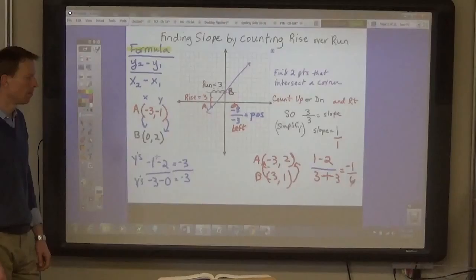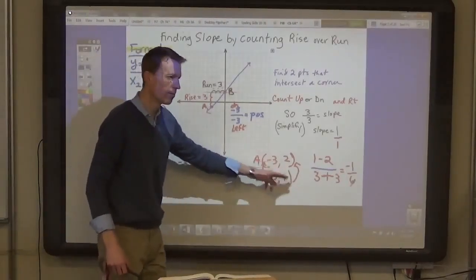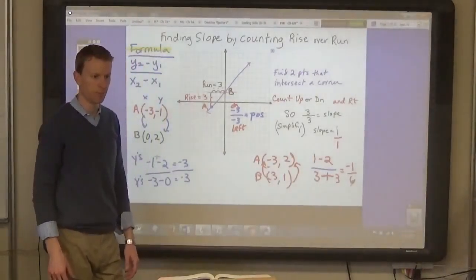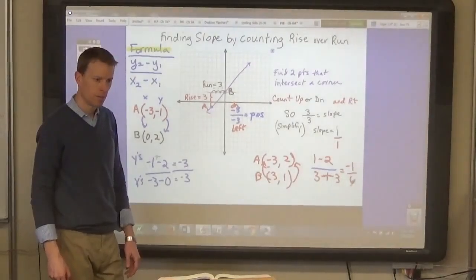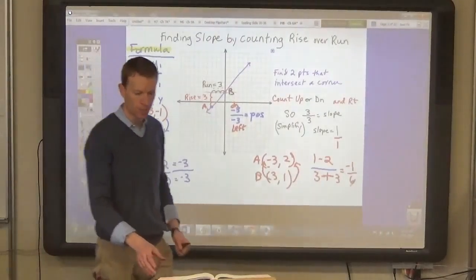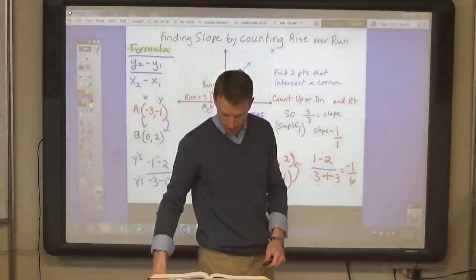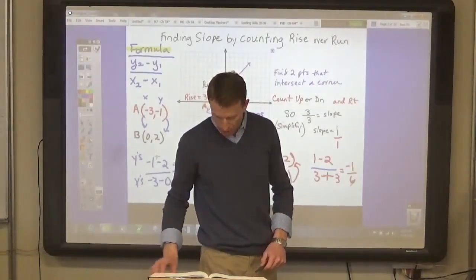Yep, very good. As long as you keep the same order, you can get the slope either way. I totally understand this. All right, I want you to practice then. Go to page 313.